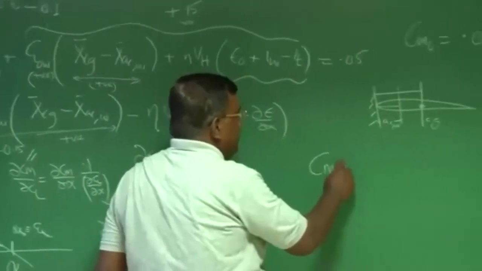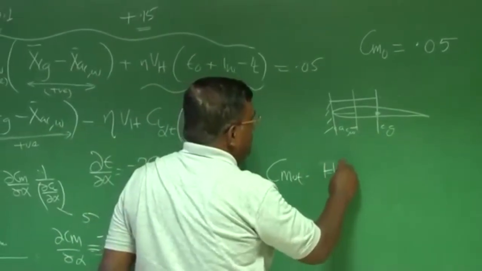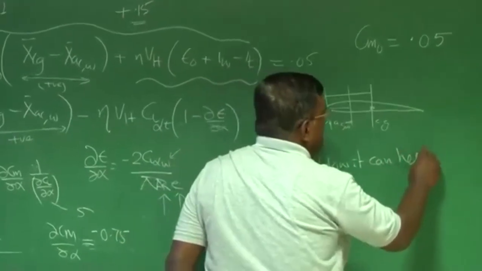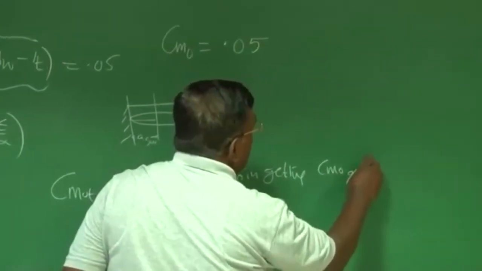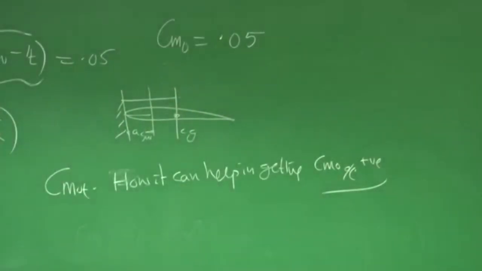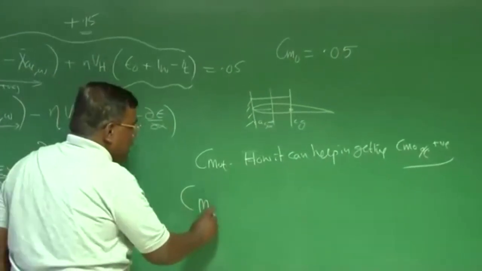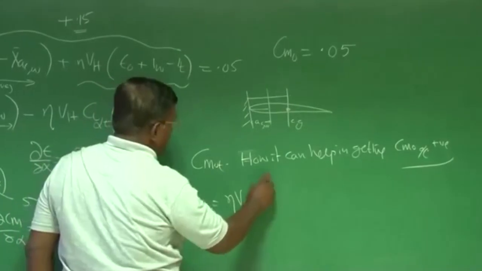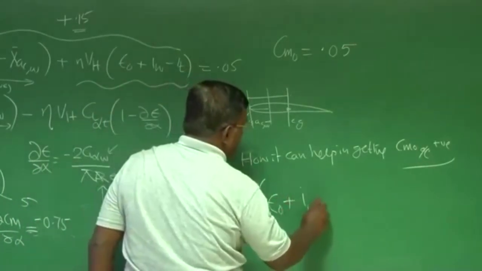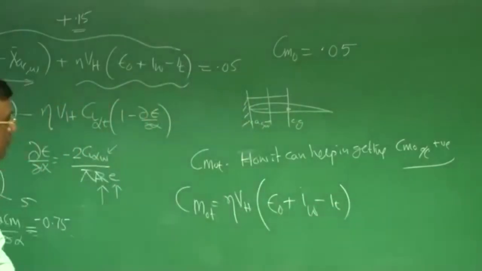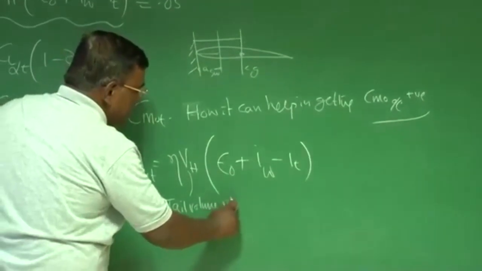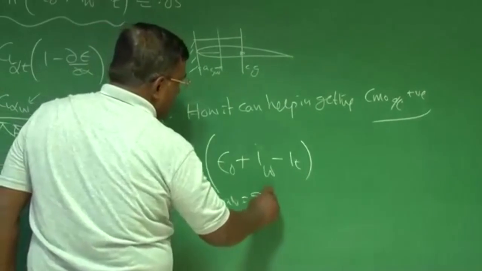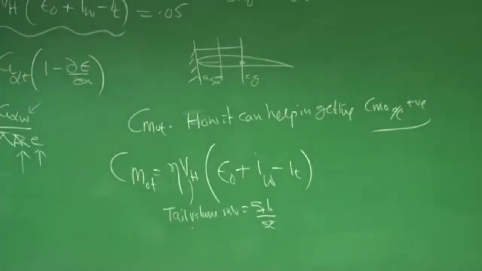So CM naught tail, I am trying to see how it can help in getting CM naught of the aircraft positive. You see, the CM naught tail expression is eta VH into epsilon naught plus IW minus IT, right? VH, you know, is the tail volume ratio, which is typically S tail, L tail by S C bar, and LT is the distance between the AC of the tail and CG of the airplane. All these things you know.